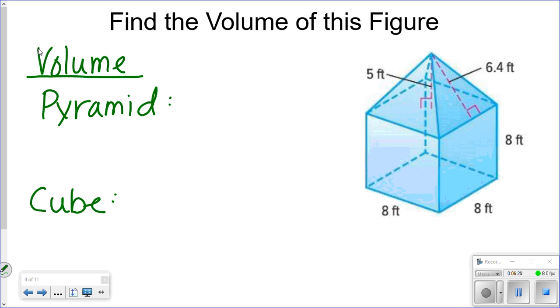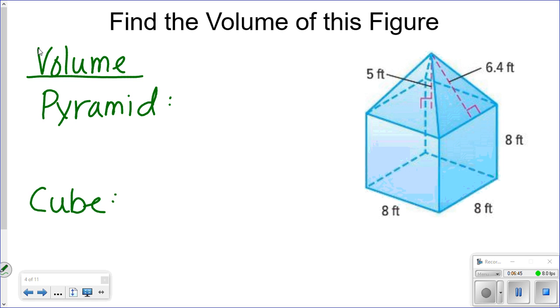There's one number in here for that pyramid that I'm not going to need: 6.4. What do we need 6.4 for, though? The surface area. So we're going to worry about him Monday. Today we just need that 5 feet for the height. How do I find the base again?